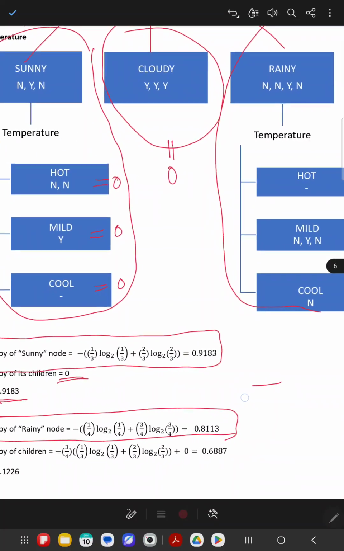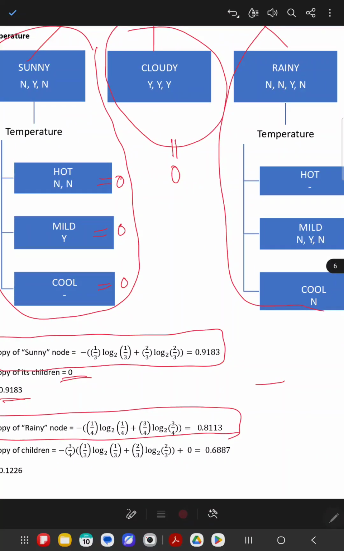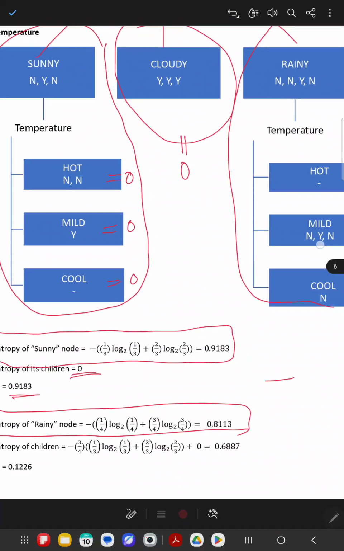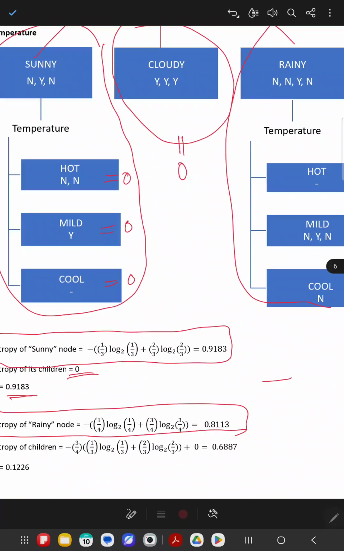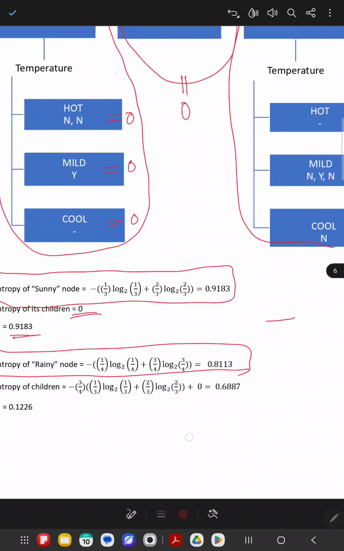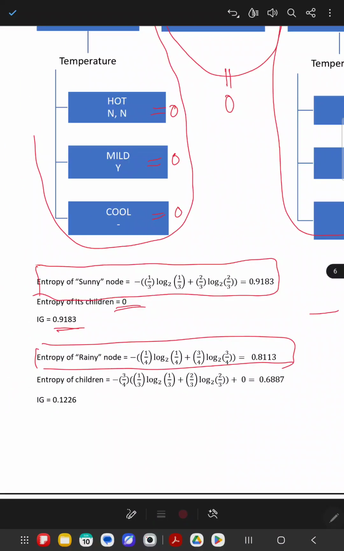if I see like this, so again you can verify the calculation. Hot is not in the calculation, for cool it is 0. Only for mild we have to calculate. Basically it is 1 by 3 times log to the base 2 of 1 by 3, because one of the 3 is yes and 2 of them are no, so 1 by 3 and 2 by 3. And the weight is basically 3 by 4. The weight for mild is 3 by 4, the weight for cool is 1 by 4. The value you get is 0.6887. Information gain is 0.1226.